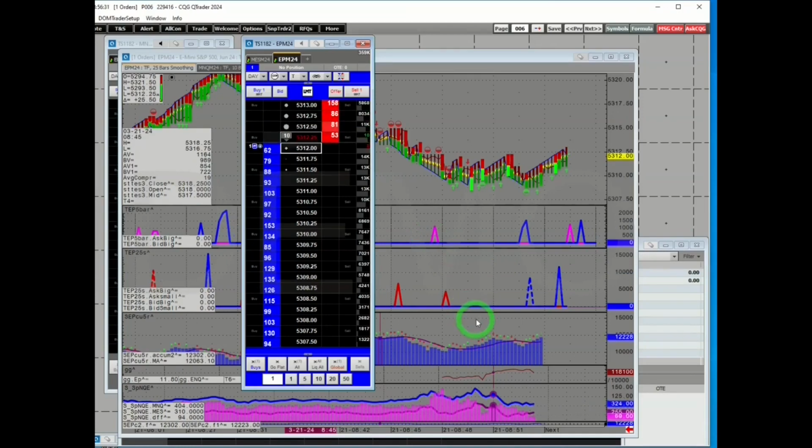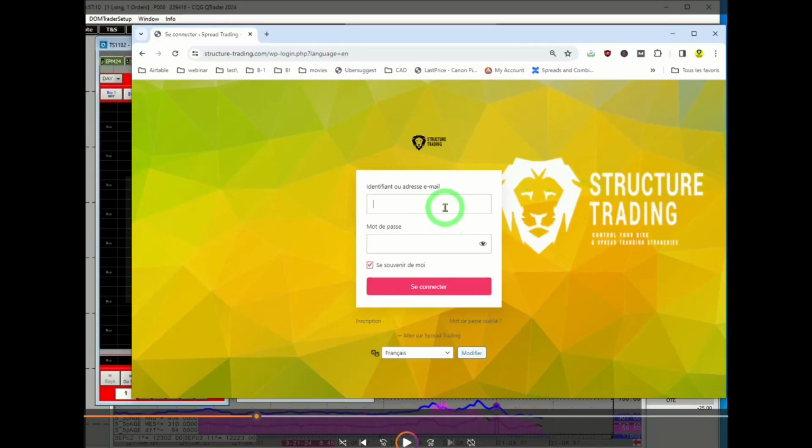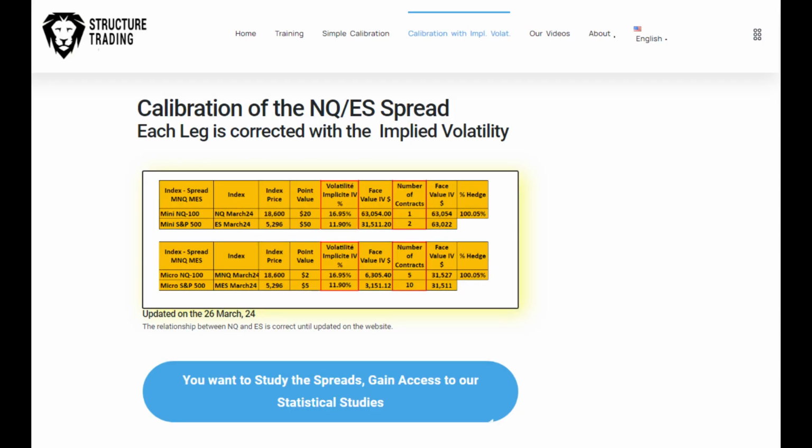To understand how much MNQ I need to hedge my position of one E-mini S&P, we can go to our website structured-trading.com. There are two sections, simple calibration and calibration with implied volatility. To enter this last section, you need to register on the website. I personally use the calibration with implied volatility as it's more accurate and takes into account the volatility of each index, and therefore this difference of volatility between the E-mini S&P and the NASDAQ.